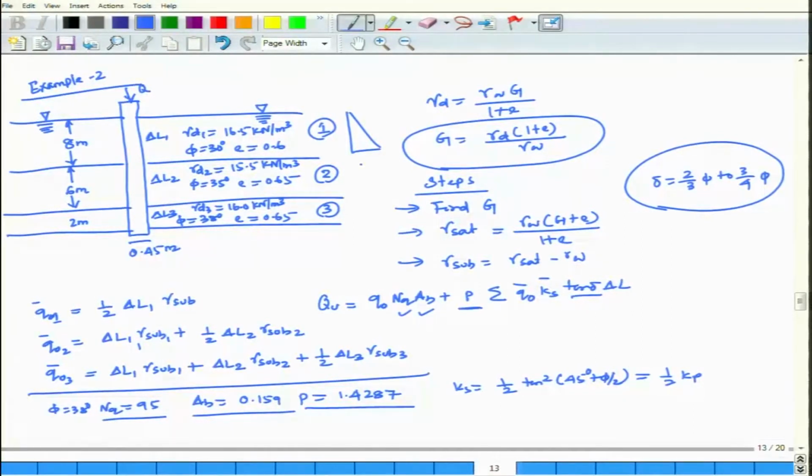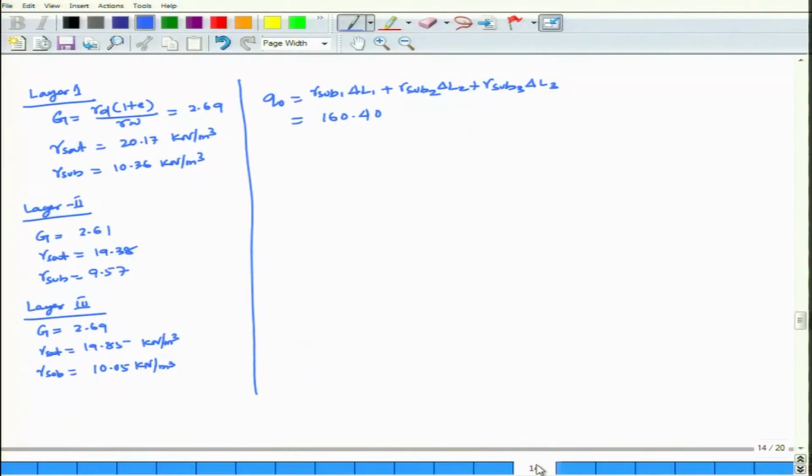This is where half has been taken, delta L and gamma submerged. For layer 2, layer 1 into gamma submerged, that is your case, plus particularly for layer 2 this is half, for layer 3 this is half, and this has been added. Then for each layer we calculate G, gamma saturated, gamma submerged. Then once you know it, you can calculate Q0. Q0 is gamma submerged 1 delta L1, gamma submerged 2 delta L2, gamma submerged 3 delta L3. This value comes out to be 160.40 kilonewton.